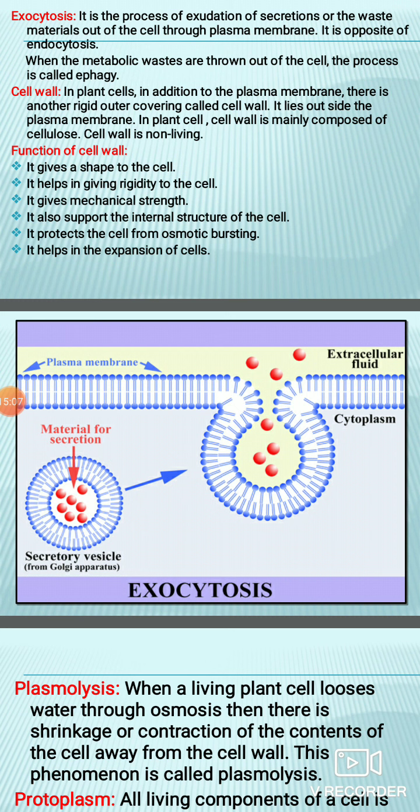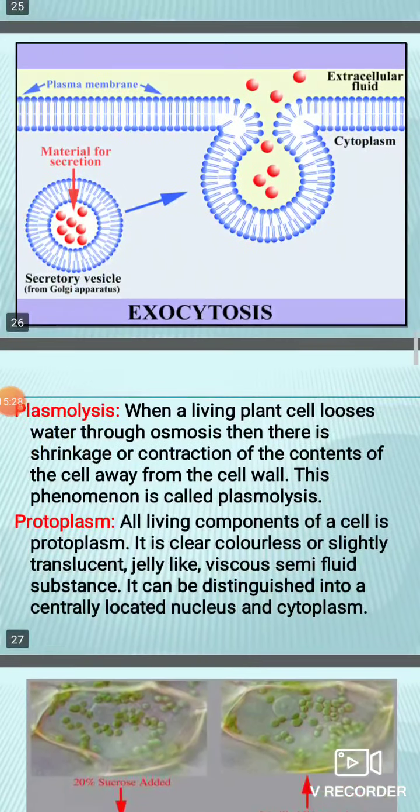Now what happens when it needs to be excreted outside the cell? Then it gets attached to the plasma membrane. It fuses with the wall of the plasma membrane. As a result, those materials are secreted into the extracellular fluid and then carried out through the blood and excreted either by the kidney or by respiratory exchange.